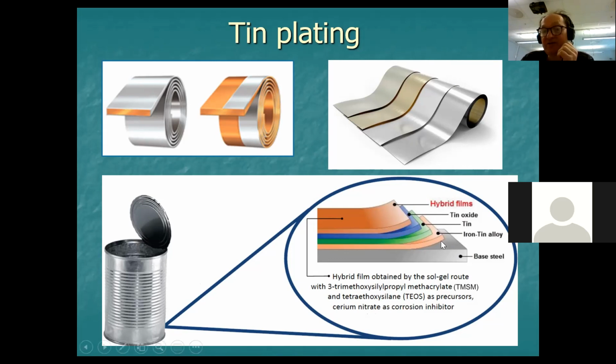But the first layer we put down is an iron tin alloy. And then we put down pure tin. And this is probably done by electroplating. And then on top of that, we have tin oxide. And then we have what's called hybrid films. And these might be paint films, especially on the outside of the tin, where you might want to put the logo on, for example. On the inside, you obviously wouldn't put any paint on the inside. This is going to be pure metal protection.